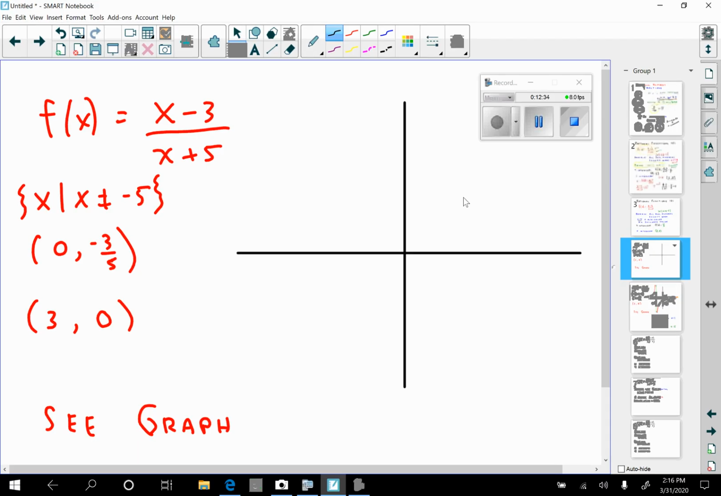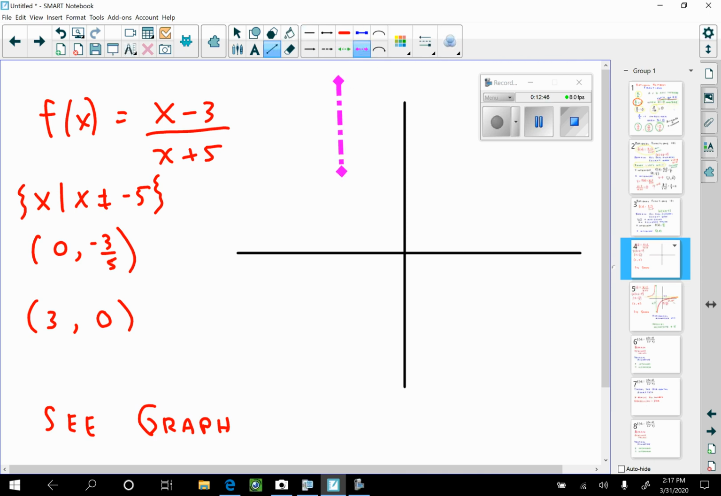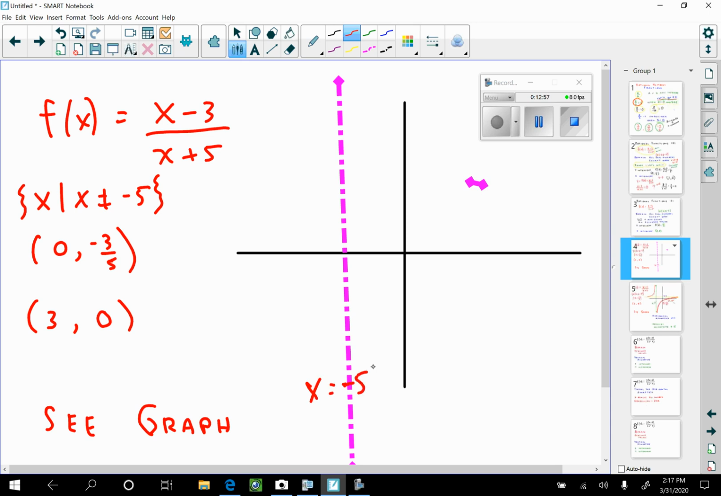So here's what we're going to do. I'm going to sketch a dotted line here. I want the line tool on this. I want a dotted line. That vertical line is going to be x equals -5. These things are the same thing. X does not equal -5 because the graph is undefined at -5. This x equals -5, I'm going to write it over here. This is called a vertical asymptote.